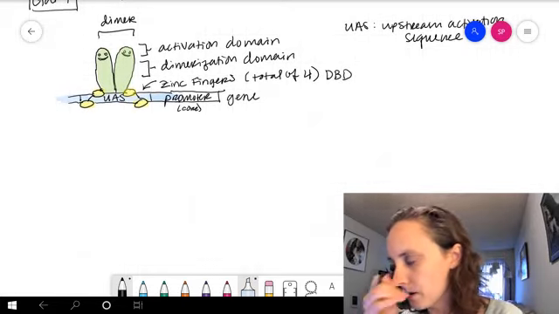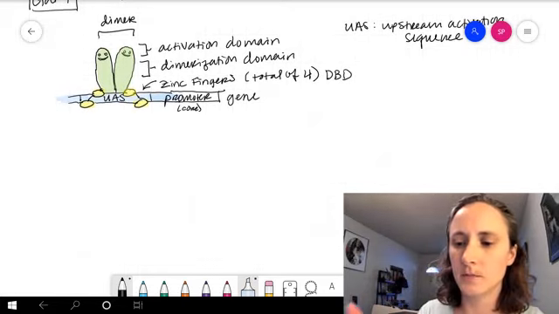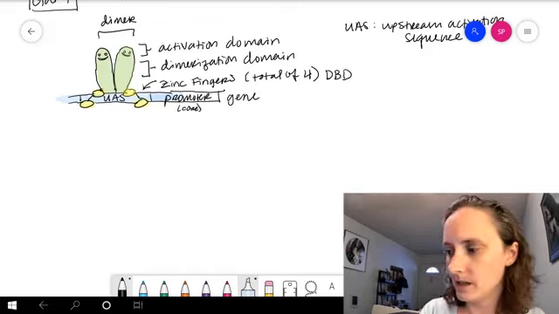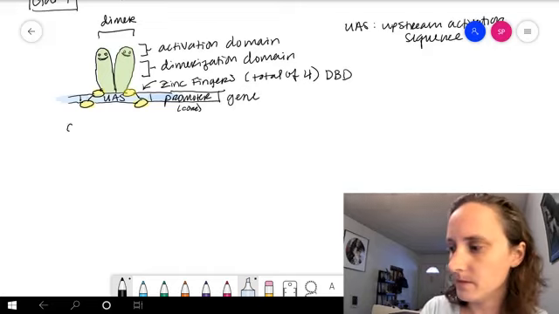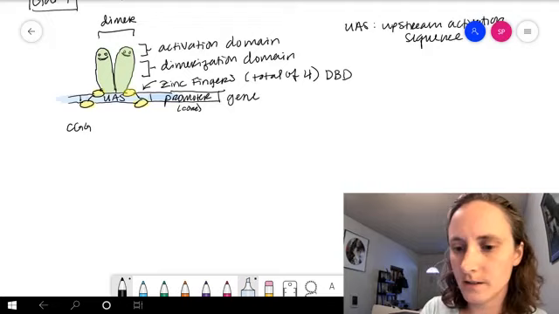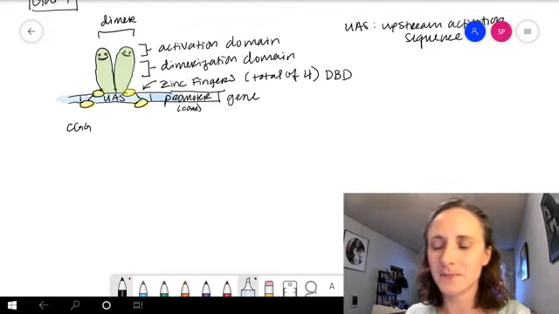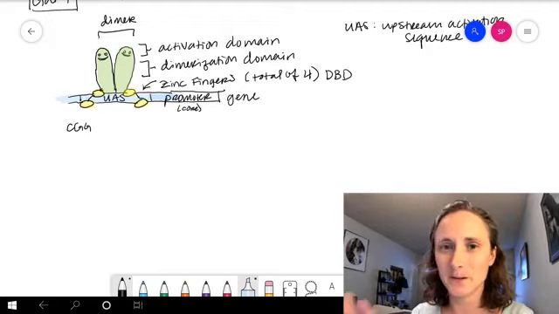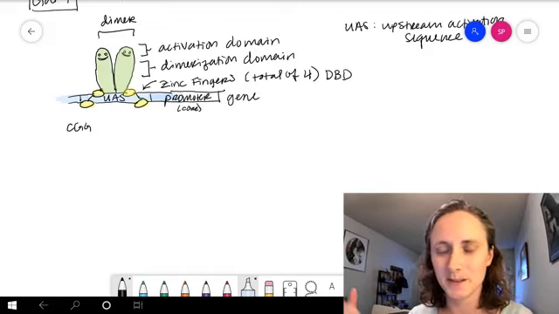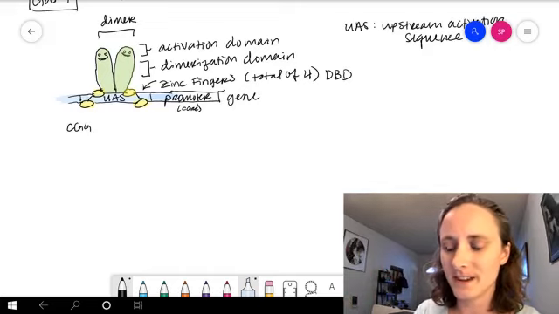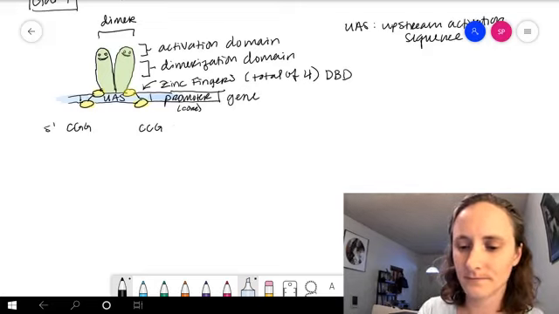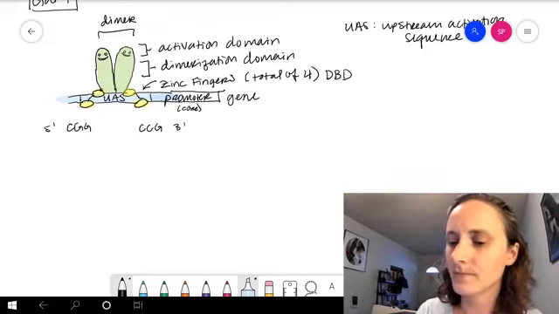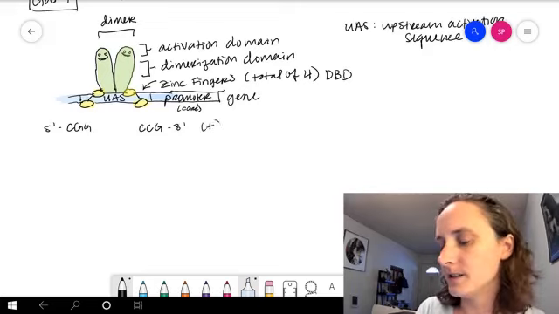Gal4's preferred binding site is actually pretty simple. It is CGG. And because it's binding as a dimer, it's going to be one of those repetitive binding sites with inverted repeats. So on the other hand, it should be CCG. This would be the plus strand.